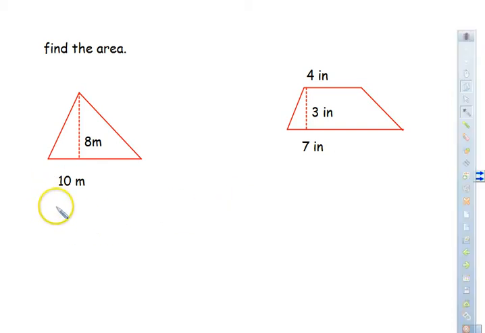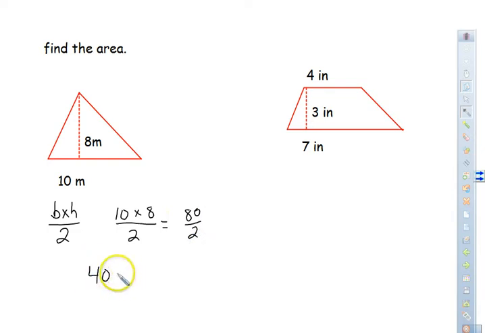Alright, the formula for this is going to be base times height divided by 2. And you're going to simply plug in the base, which is 10, the height, which is 8, divide that by 2, and you're going to see that we get 80 divided by 2, which is 40. And that is square meters. Okay, that is a triangle.